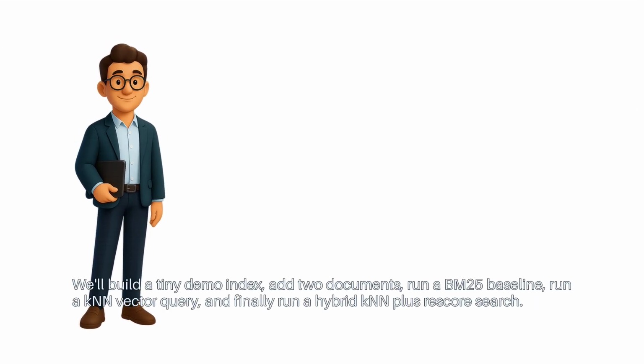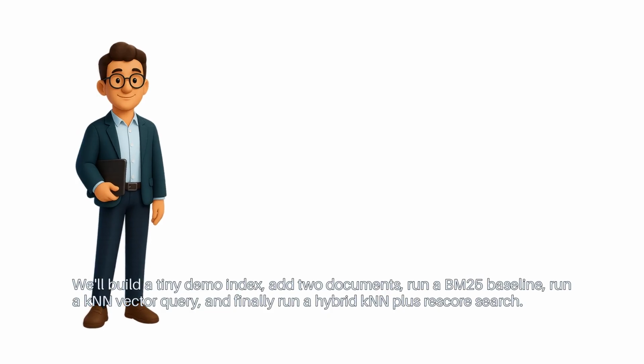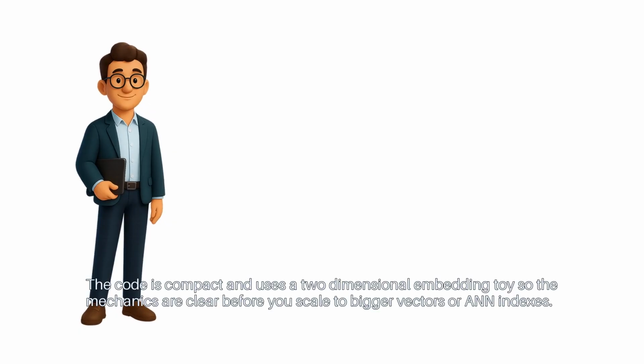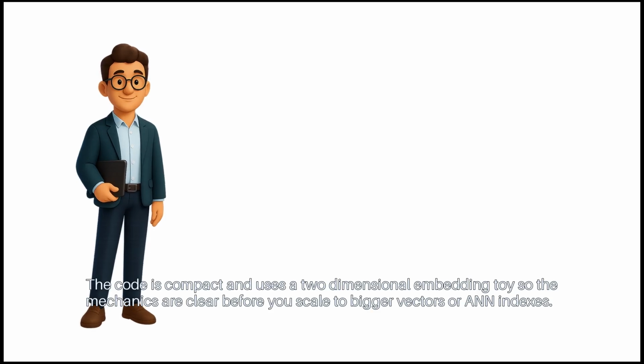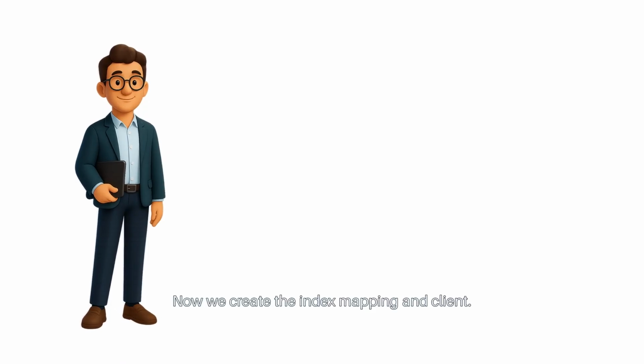We'll build a tiny demo index, add 2 documents, run a BM25 baseline, run a kNN vector query, and finally run a hybrid kNN plus Rescore search. The code is compact and uses a 2-dimensional embedding toy, so the mechanics are clear before you scale to bigger vectors or ANN indexes. Now we create the index mapping and client.